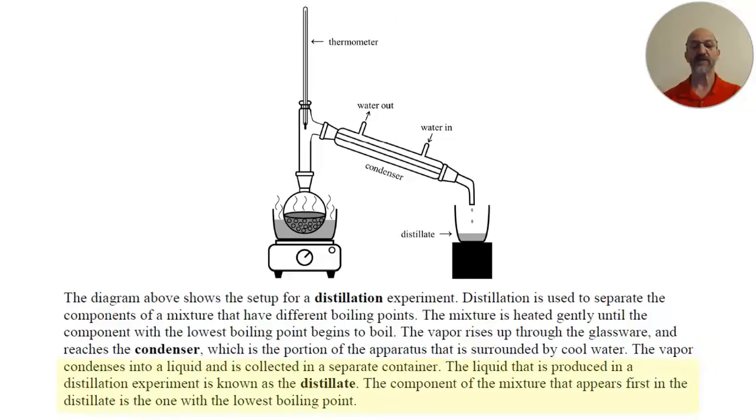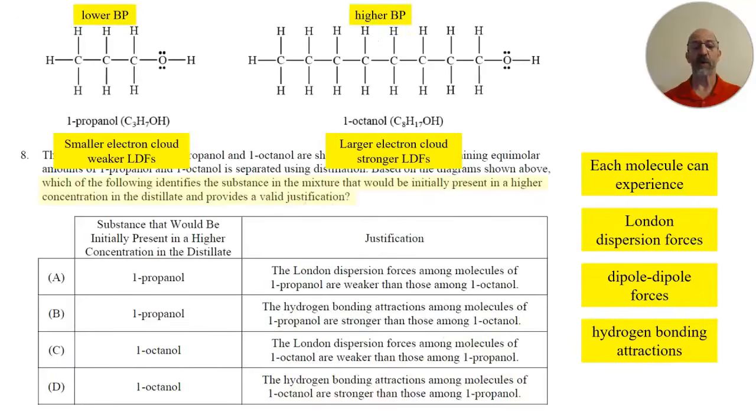The liquid that is produced in a distillation experiment is known as the distillate, and the component of the mixture that appears first in the distillate is the one with the lowest boiling point. So in question 8, we are looking for the substance with the lower boiling point, and that would be the 1-propanol. So the correct answer for question 8 is choice A.